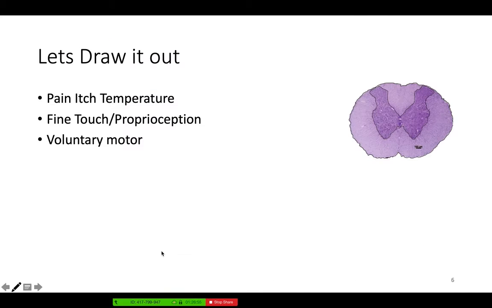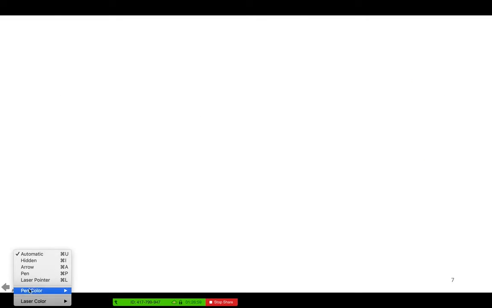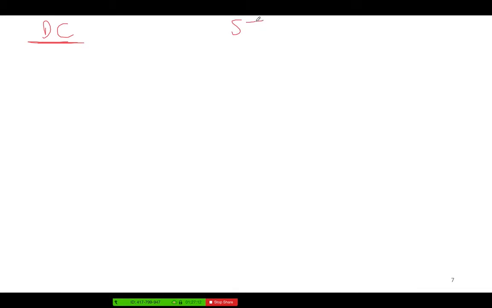Okay? So, let's draw this out really quickly. One more time. We're going to start with our dorsal column. Okay? So, dorsal column is responsible for what kind of sensations? Eva, can you tell me? Our dorsal column, our spinothalamic, and our motor.